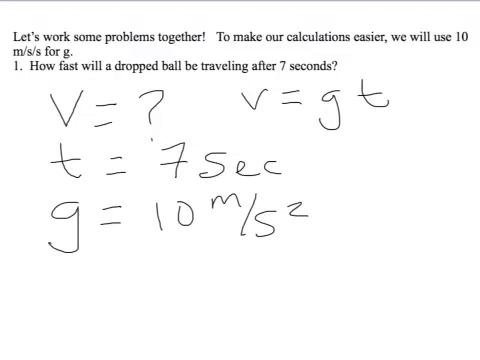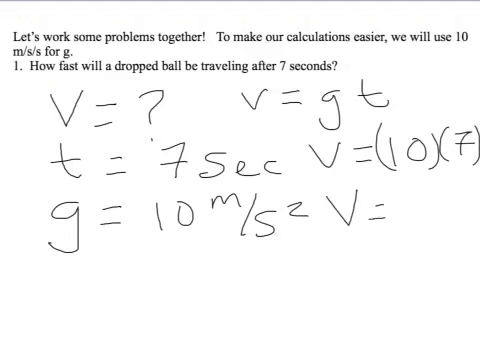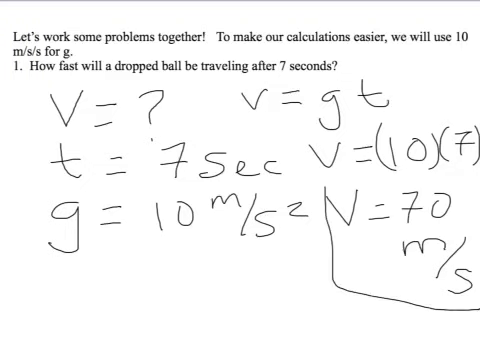The third step is to plug in my variables. So v equals, g is 10, and t is 7, and 7 times 10 is 70, and the units would be meters per second, because this is a velocity, and I will put a box around my answer.